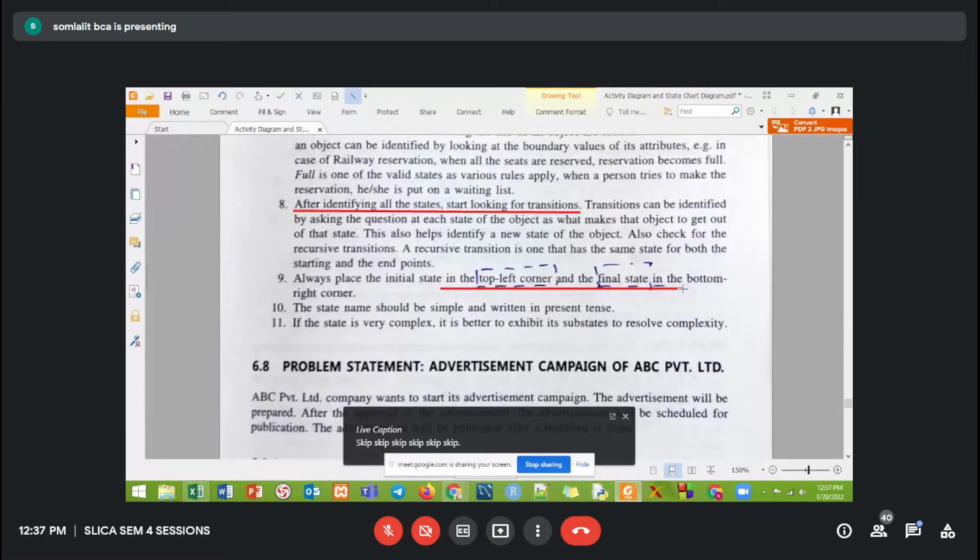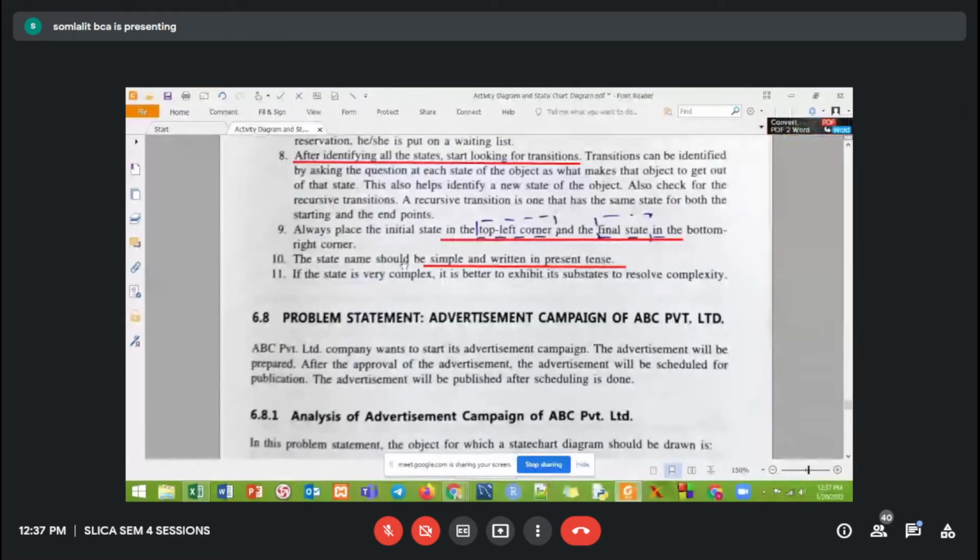Okay, and lastly, if a state is very complex, it is better to exhibit it in substates. अगर complex है state, तो you can go ahead with the concurrent state, sequential concurrent state, composite states. Okay, उसके terms में you can use it and you can expand it. Right. The state chart diagrams given in the textbook are very easy and straightforward. उतना कुछ complexity उन्होंने बताया ही नहीं. But yes, you can go ahead with the case studies.